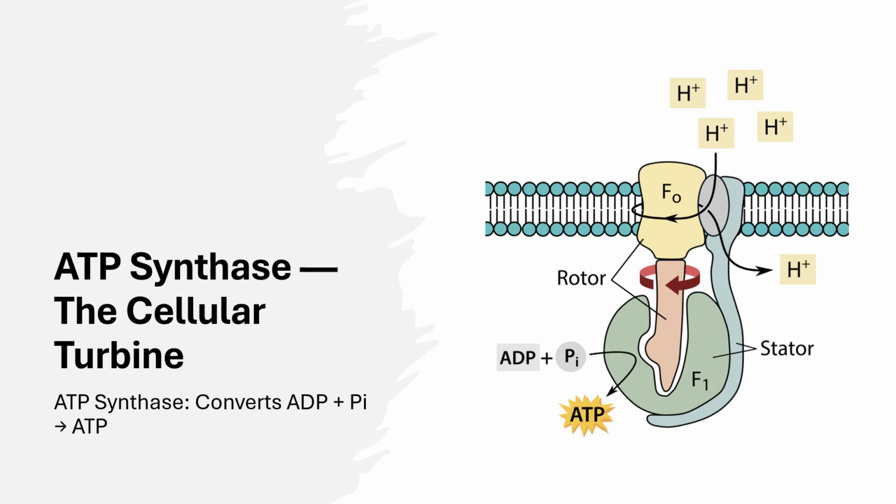ATP synthase is one of biology's great machines. It's an enzyme embedded in the mitochondrial membrane that spins, yes, literally spins, to attach phosphate groups to ADP. It uses the proton gradient created by the electron transport chain, functioning like a microscopic water wheel powered by hydrogen ions. On exams, the key concept is chemiosmosis, the process that drives ATP formation.